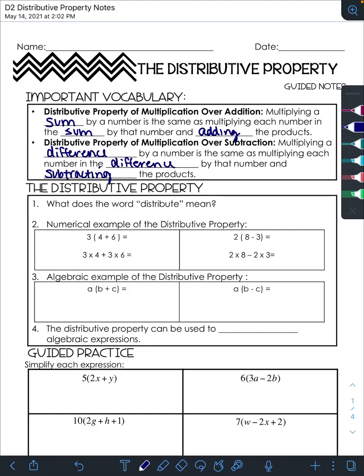So we are going to look at the distributive property. I'm going to go over this top part, and it's not going to make a whole lot of sense until I show you a couple of examples. But distributive property of multiplication over addition.